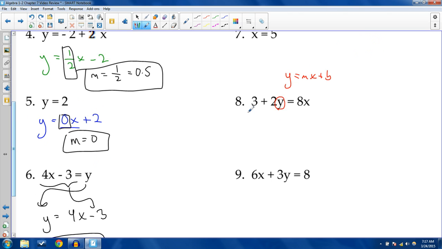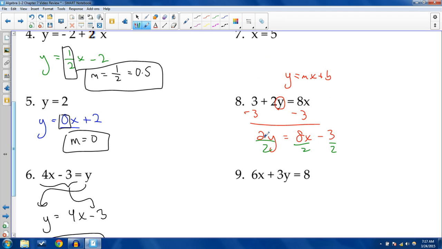So isolate y, subtract 3 from both sides. We'll get 2y equals, now these don't combine. This is 8x and a negative 3. Those would not combine. Now I'm going to divide by 2. And when you divide by 2, you divide everything by 2, including that negative 3.